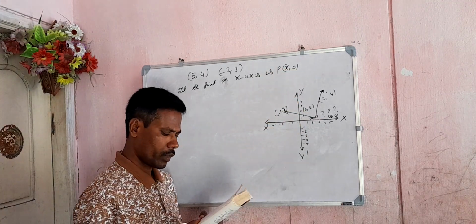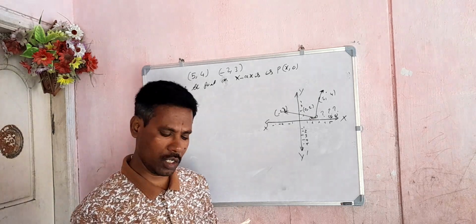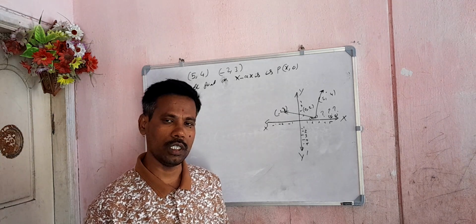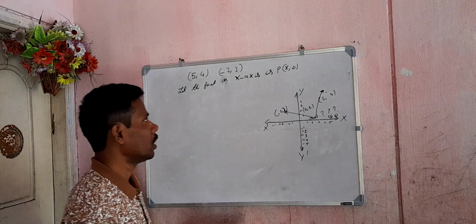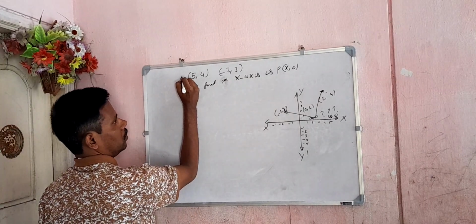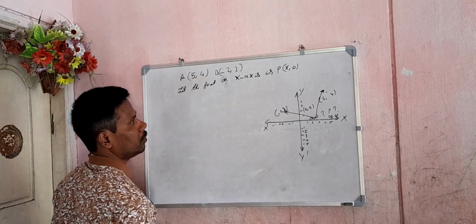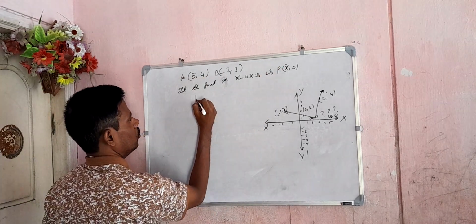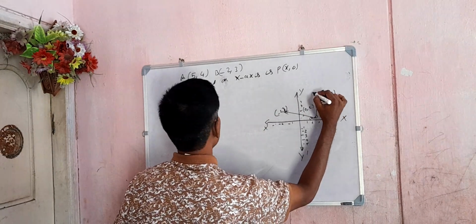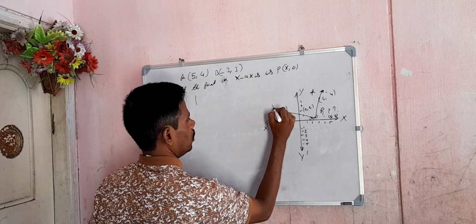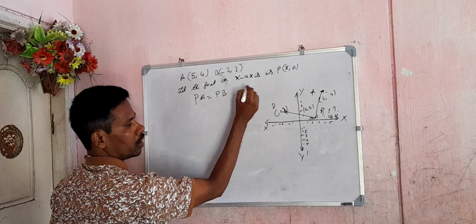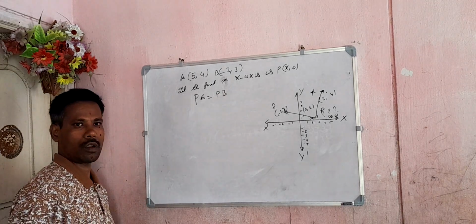What is given? Find the point on x-axis which is equidistant from (5, 4) and (-2, 3). Equidistance means, yesterday I told, which is having equal distance. Let this be A, let this be B, and let this be P. So here we mark it as P, and (5, 4) is A, and this is B. So PA is equal to PB. According to the problem, PA is equal to PB.